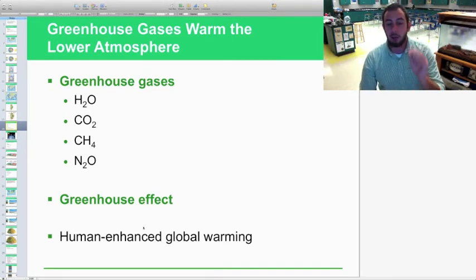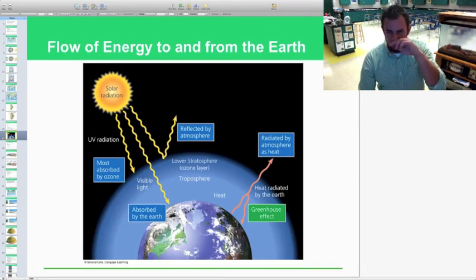It's a good thing. Now, human-enhanced global warming is different. It's like a super enhanced greenhouse effect, because we're increasing CO2 and methane gas, causing a greater greenhouse effect, which ends up warming our Earth too much, which is what the big scare is. And here's a picture of it. I think we've talked about this before, but just to reiterate, looking at solar radiation coming in, the greenhouse effect trapping in that heat because of those gases, causing our Earth to stay at a stable temperature.